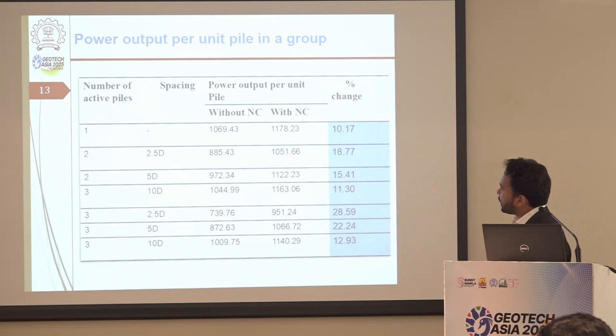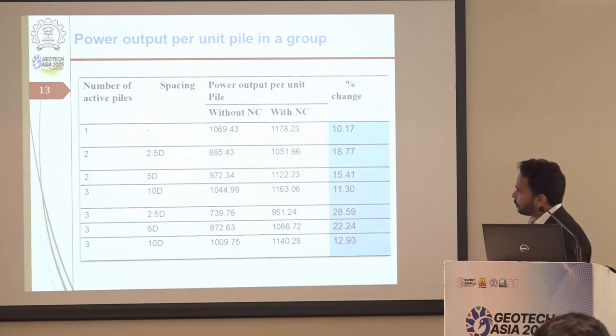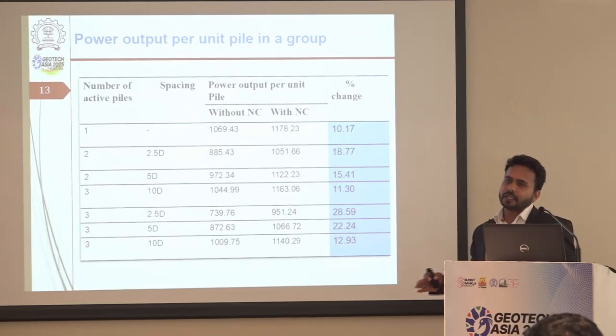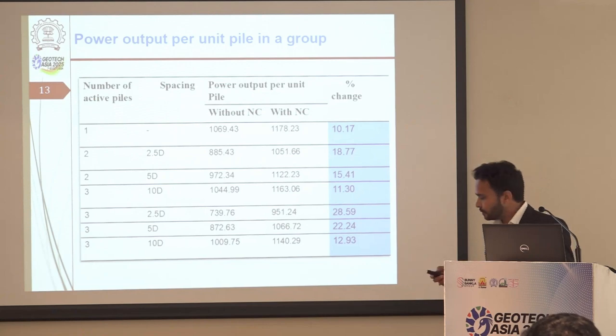So if we compare the whole group system, how the process is happening, if we have just 2 active piles or 3 active piles at different spacing, and we compare with a single pile, we can see that in terms of conduction and natural convection for the single pile, this is 10.17%. But for 3 piles, and especially with close spacing, this increased to 30%. So this shows that when we model it with the proper physics that is happening in the ground, we can extract more and more energy.